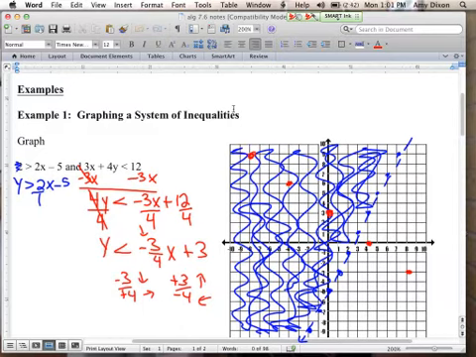Is this a solid or dashed line, did we decide? It's a dashed line. Draw a dotted line all the way through here. What if it's less than or greater than, then it's always dashed. Now we need to decide if we shade above or below.